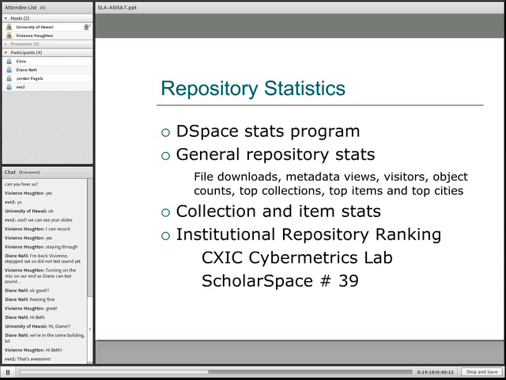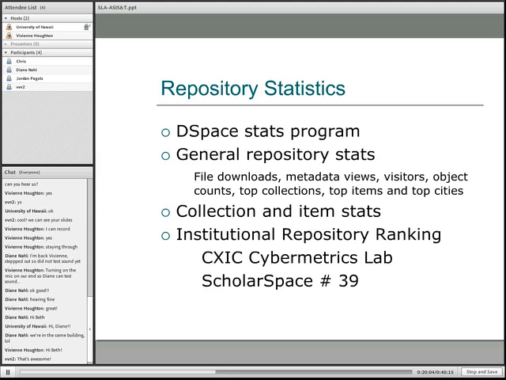Repository statistics are important, and the DSpace platform does provide a stats program, and that's the one that we're using. It will show and list file downloads, metadata views, visitors, and object counts. They organize the stats to tell you what your top collections are, your top items, the top cities that are accessing your research. And I've got to say that it's great that there is a stats program with the platform, but it could be better. More granularity in the reports that it could generate would be nice.